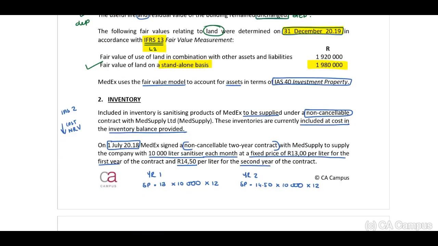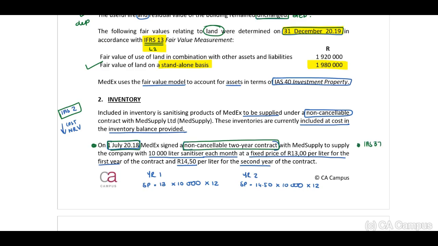They indicate to us in terms of the inventory, remember, we have identified IAS 2 and we have identified that we need to use the separate rules of IAS 2, and they indicate to us on 1 July 2018, they signed a non-cancelable 2-year contract. Guys, just something important. If you look at IAS 37, this can be an onerous contract as well if there's a loss though, hey? Okay.